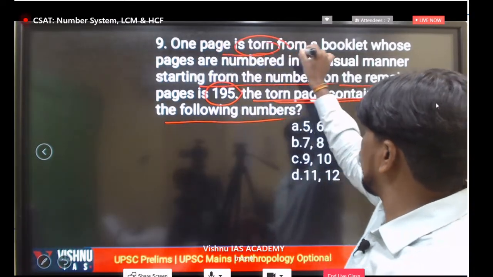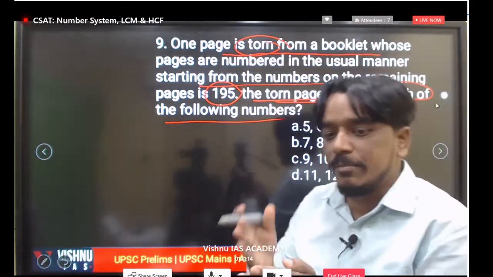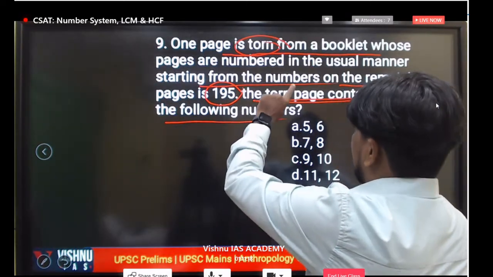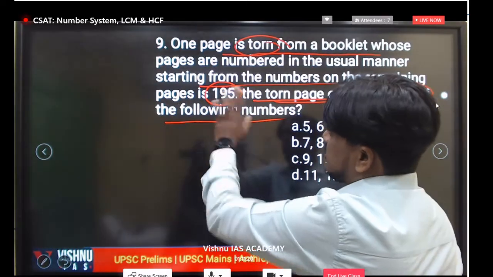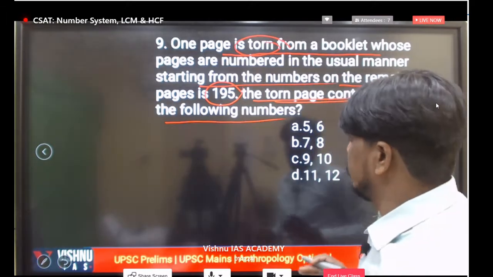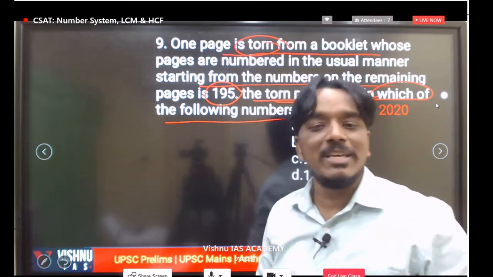Clear? Once again, try to understand the question very clearly. The page is torn from a booklet whose pages are numbered in the usual manner, meaning 1, 2 and so on. Clear? Then the sum of the numbers on the remaining pages is 195. The total that we have is 195. But how many pages are we missing here? Only one page is missing.